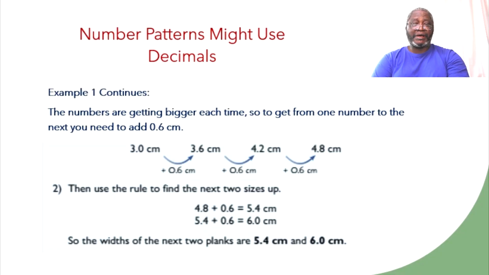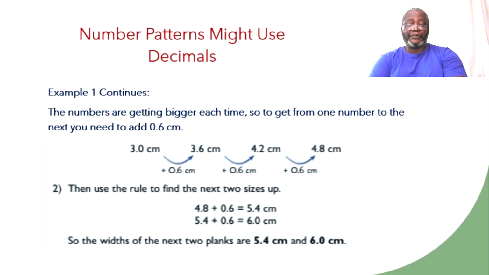The numbers are getting bigger each time. So to get from one number to the next, you need to add 0.6. So you'll have 3 centimeters, then 3.6 centimeters, then 4.2 centimeters, and then 4.8 centimeters. Remember, how did you get to 4.2? Because in decimals, when you count up to 9, the next decimal point is a whole number, 1. So you add that 1 to the 3. You see, your rules of adding whole numbers apply again.